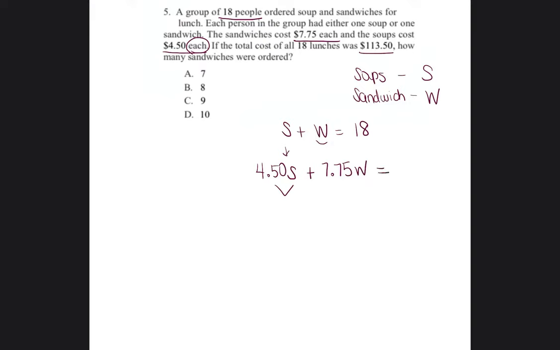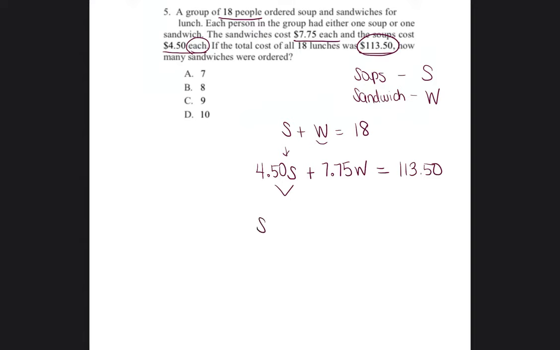So when you add those two together, it's going to be a total of $113.50. So now I see that there are two equations that have the same two variables. So I know that I'm solving a system of equations. I need to figure out what the S is equal to, and I need to figure out what the W is equal to.